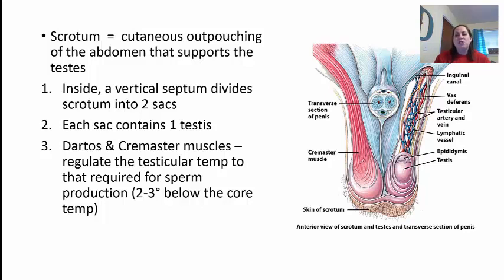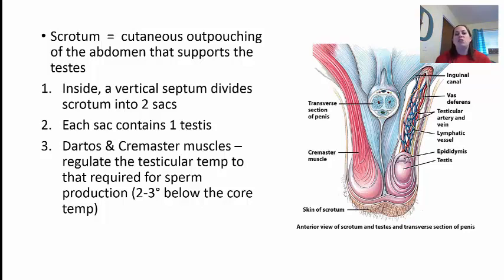So inside the structure as well, there's going to be some special muscles. They're called the dartos and the cremaster muscles. These are going to regulate the testicular temperature required to make sperm. It's really important that sperm is produced 2 to 3 degrees below your body temperature, and so this is why the testes are found outside of the body.